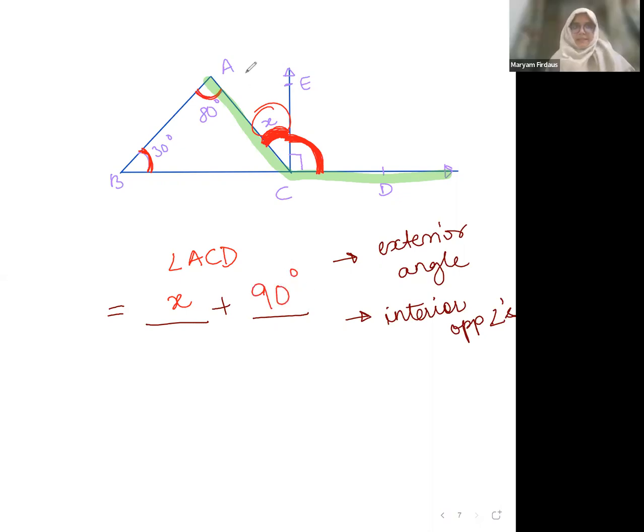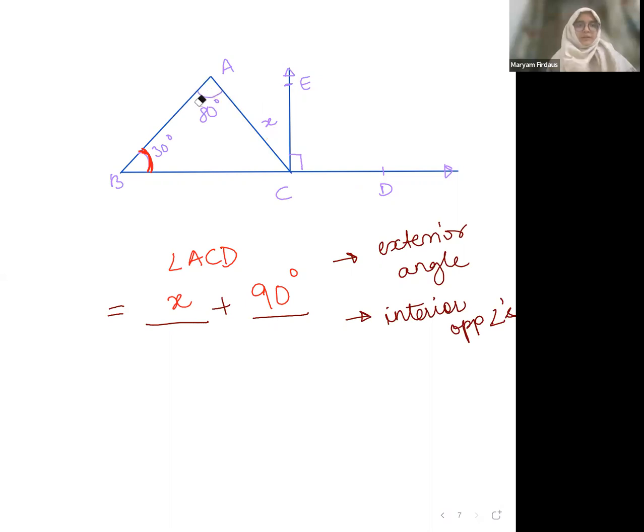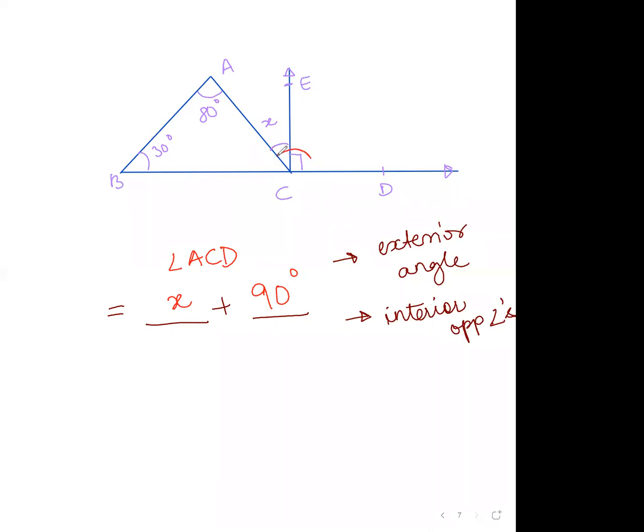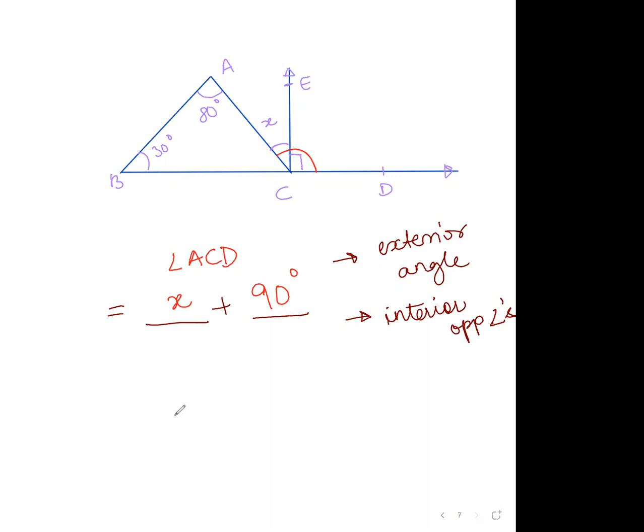Now did you understand? Yes. Is it clear? Yeah. Good. So what did we do here? We just took this bigger angle. Okay. Why does it have to be angle ACD and not any other angle? Hiba, what does an exterior angle look like? Like it's outside, right?